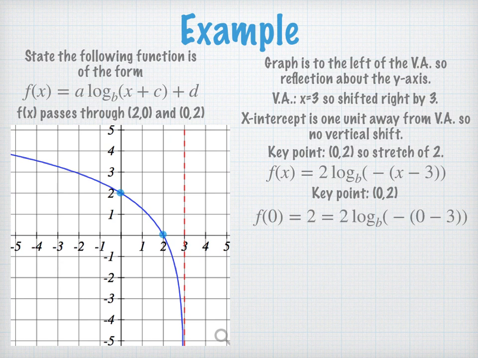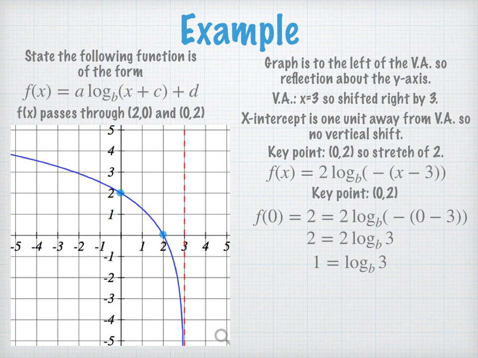So we're plugging in an x value of 0. This should equal a y value of 2. So 2 equals 2 log base b of negative parenthesis, 0 minus 3, close parenthesis. Start to simplify. Well, 0 minus 3 is negative 3. We have that negative still in front, so negative 3 is a positive 3. So we have 2 equals 2 log base b of 3.